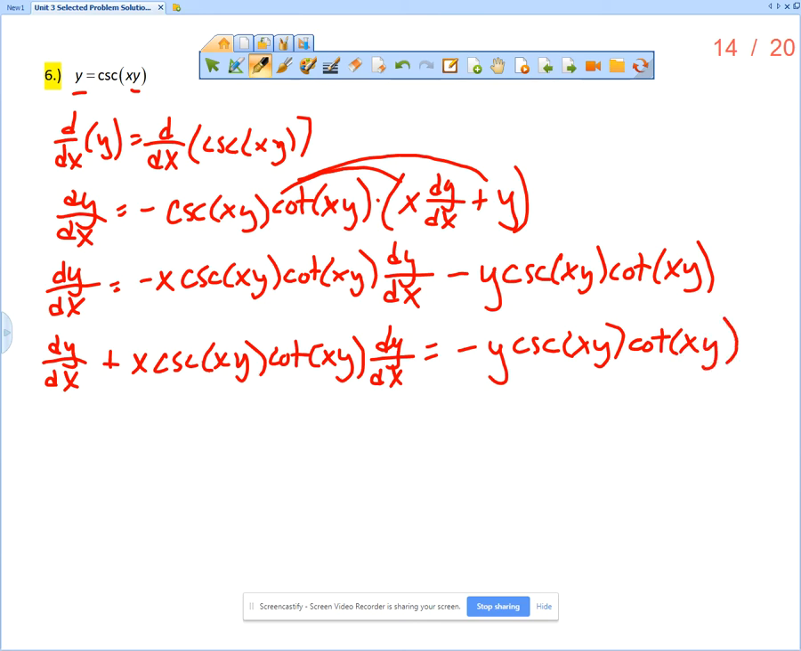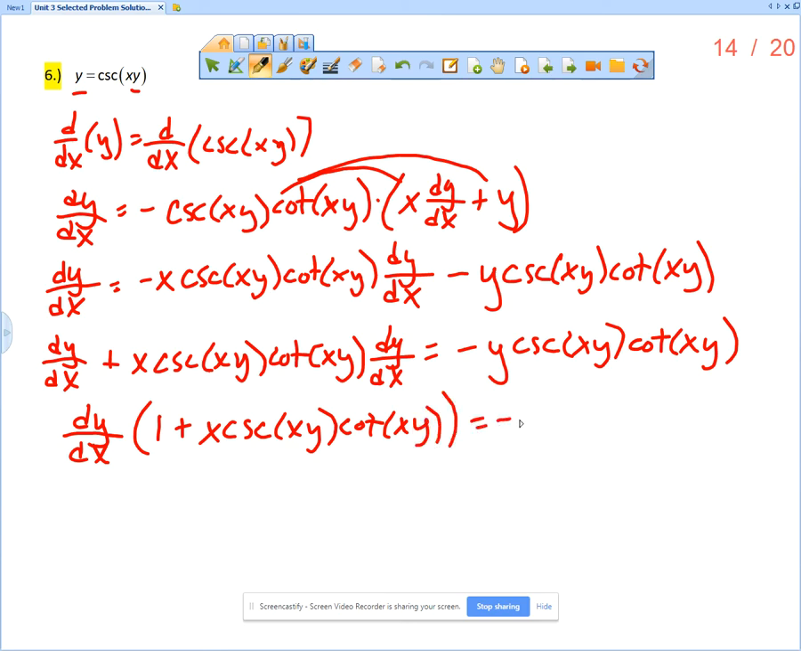Now I want to factor out dy/dx on the left side. So I factor out dy/dx, and I'm left with 1 plus x cosecant xy cotangent xy, equals the right side, negative y cosecant xy cotangent xy.